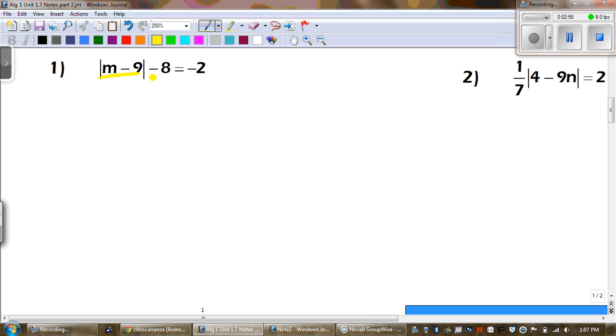Here's what's inside. We have |m minus 9| minus 8 equals negative 2. So the first thing we want to do is to get that absolute value all by itself. And to do that, we have to add 8 to the other side. What's inside the absolute value stays 100% exactly the same. But now it no longer equals a negative 2, it equals a positive 6. And when we look at that positive 6, we know that we're going to have two solutions.